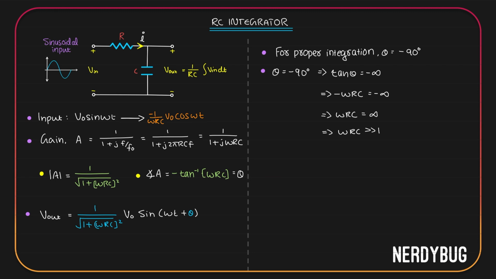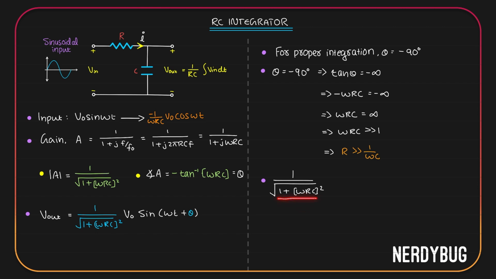Let's take omega and C to the other side. We get R is very much greater than 1 by omega C. Resistance in the circuit is very much greater than the capacitive reactance. If this is the case, let us see what happens to the magnitude of the gain. Magnitude of the gain is 1 by root of 1 plus omega RC squared. Omega RC is a large number. So omega RC squared is an even larger number.